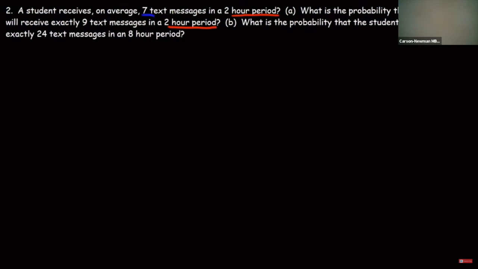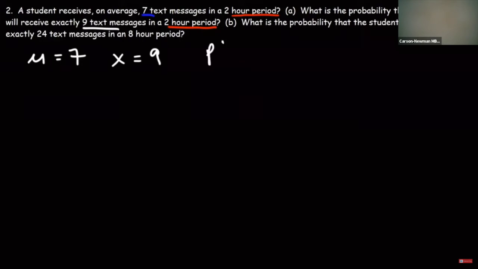7 is the mean. Now, the only other thing that we need to find is x. We can clearly see that x is 9 because we're going to calculate the probability that the student will receive exactly 9 text messages in that 2-hour period. So we need to calculate P when x is 9. So let's go ahead and plug everything in.